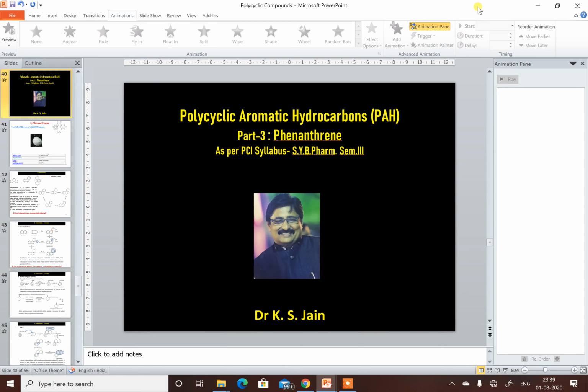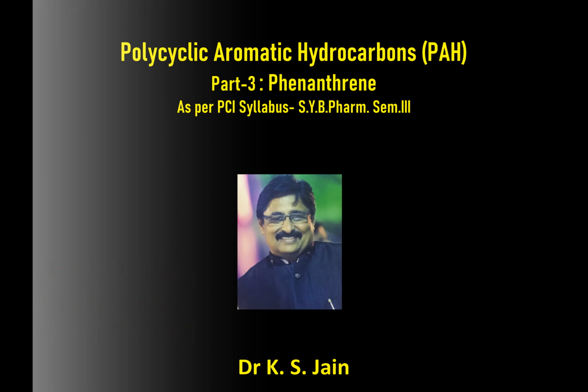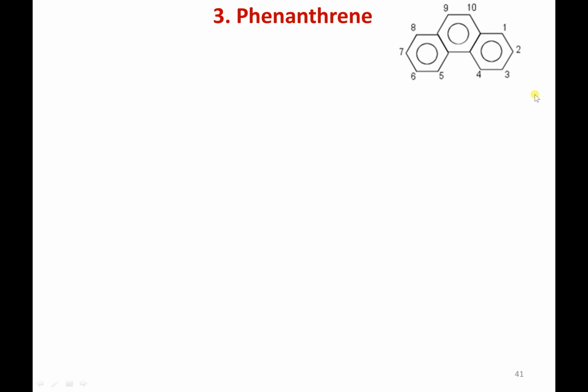Third part of the polycyclic aromatic hydrocarbons, we are now going to see phenanthrene. Phenanthrene is an angular isomer of anthracene. They have the same number of carbons and hydrogens, only the arrangement is angular. It's not linear. It's not like this. It's not like this. It is this again.